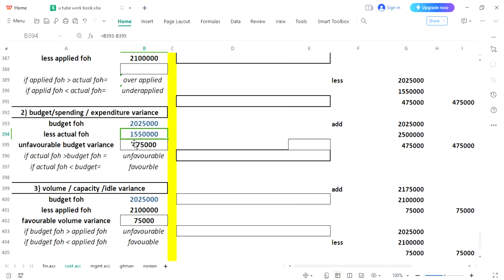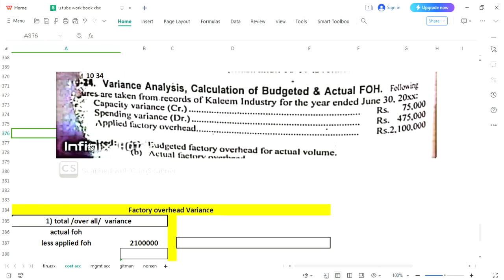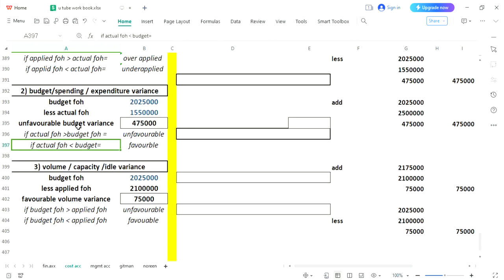Why have we chosen 15 lakh 50? Because we were focusing here, we were supposed to make unfavorable budget variance. Unfavorable is what? No, unfavorable budget variance was needed. Let's check it out again. Spending variance was debit unfavorable. So spending variance unfavorable, we want to make it unfavorable. Unfavorable is when your actual amount is more.